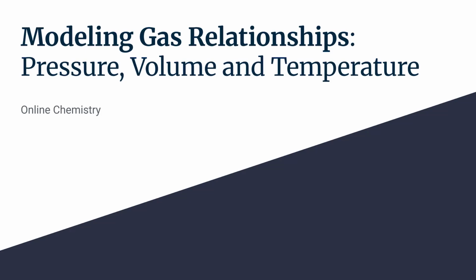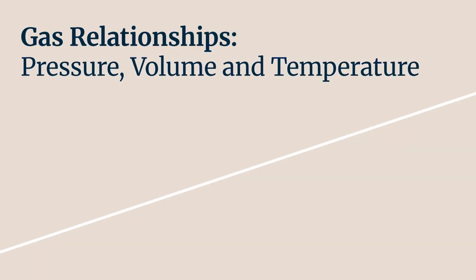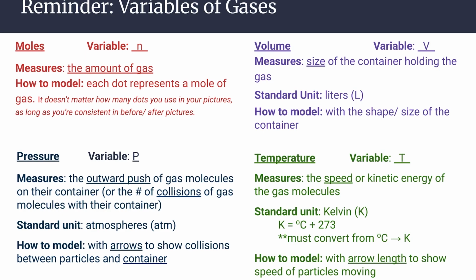These are the notes on modeling gas relationships. We're going to look at the relationships between pressure, volume, and temperature today. As a reminder, these are the variables that we have for gases. The amount of gas that we have, or the moles, is a variable. We're not going to focus on what if that's changing today or its relationship with any of our other three variables.